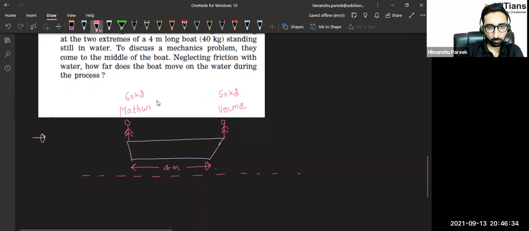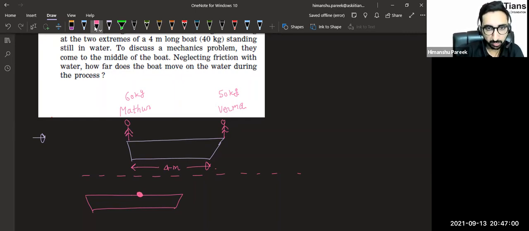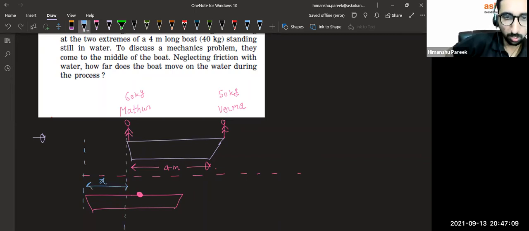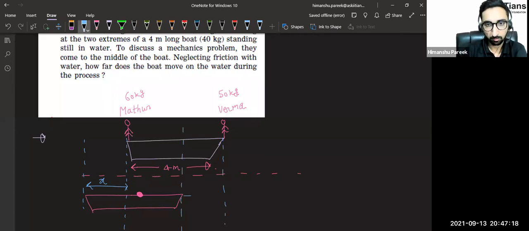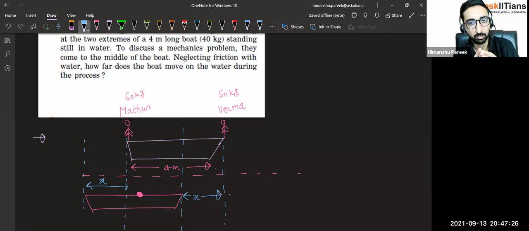So now, what we will do, let's draw the final situation. Finally, the situation would be somewhat like this. Both of them will come at the center. So let's say this is the center of the boat. Both of them have reached the center. And now, let's say the boat has moved in total a distance of x. This distance we can take x. Let's suppose the boat has moved a total distance of x. All right. So of course, now this distance would also be x. Because every part of the boat will move towards left. So whatever distance this front portion has covered, the same distance the rear portion must have also covered, right? x and x.